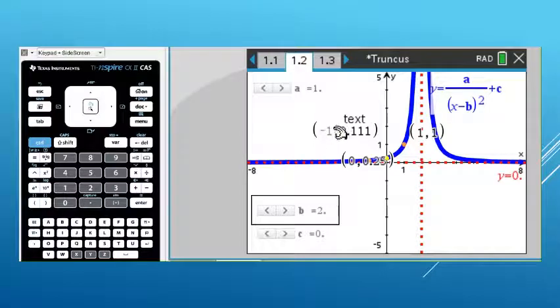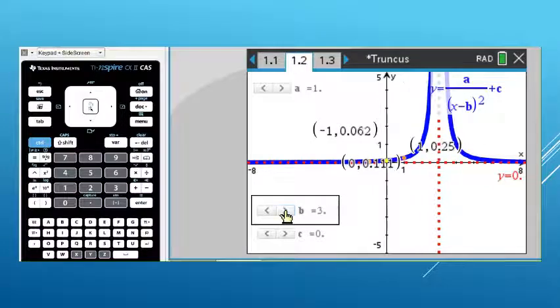And the value when x equals negative 1 is still sitting there, because that's part of the way I set up the program originally. So if I move b even further to the right, you can see now the asymptote is at x equals 3. That point, when x equals 1, the coordinate now is (1, 1/4). So if you put x equals 1 in here, you get negative 2 on the bottom, but squared makes positive 4, 1 on 4. That's why when x equals 1, y equals 1/4.